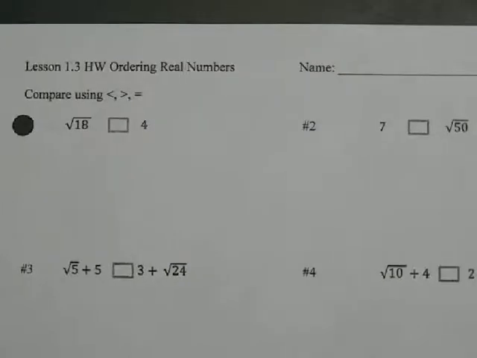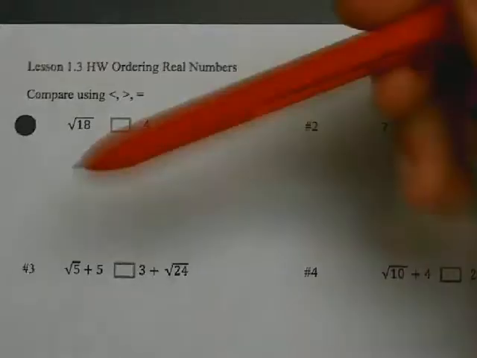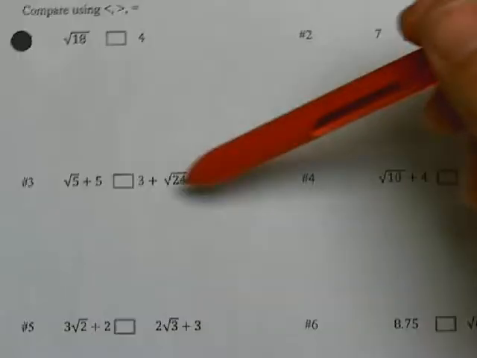iPoc here for a homework help video over lesson 1.3, ordering real numbers. So we did this in lecture and lab today, and I'm just going to work through a couple problems here. So here we go. We've got the square root of 5 plus 5 and 3 plus the square root of 24.